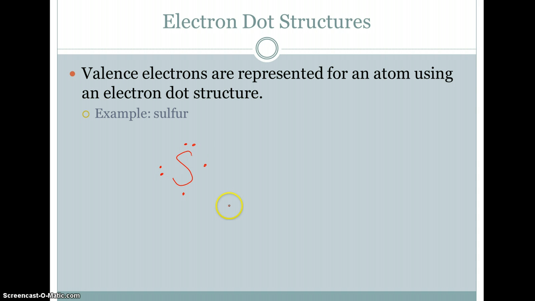So what that tells us is sulfur has 2 electrons that want to be paired up, and that's how it bonds with things. And it also has 2 lone pairs, which are electrons that are already paired up.